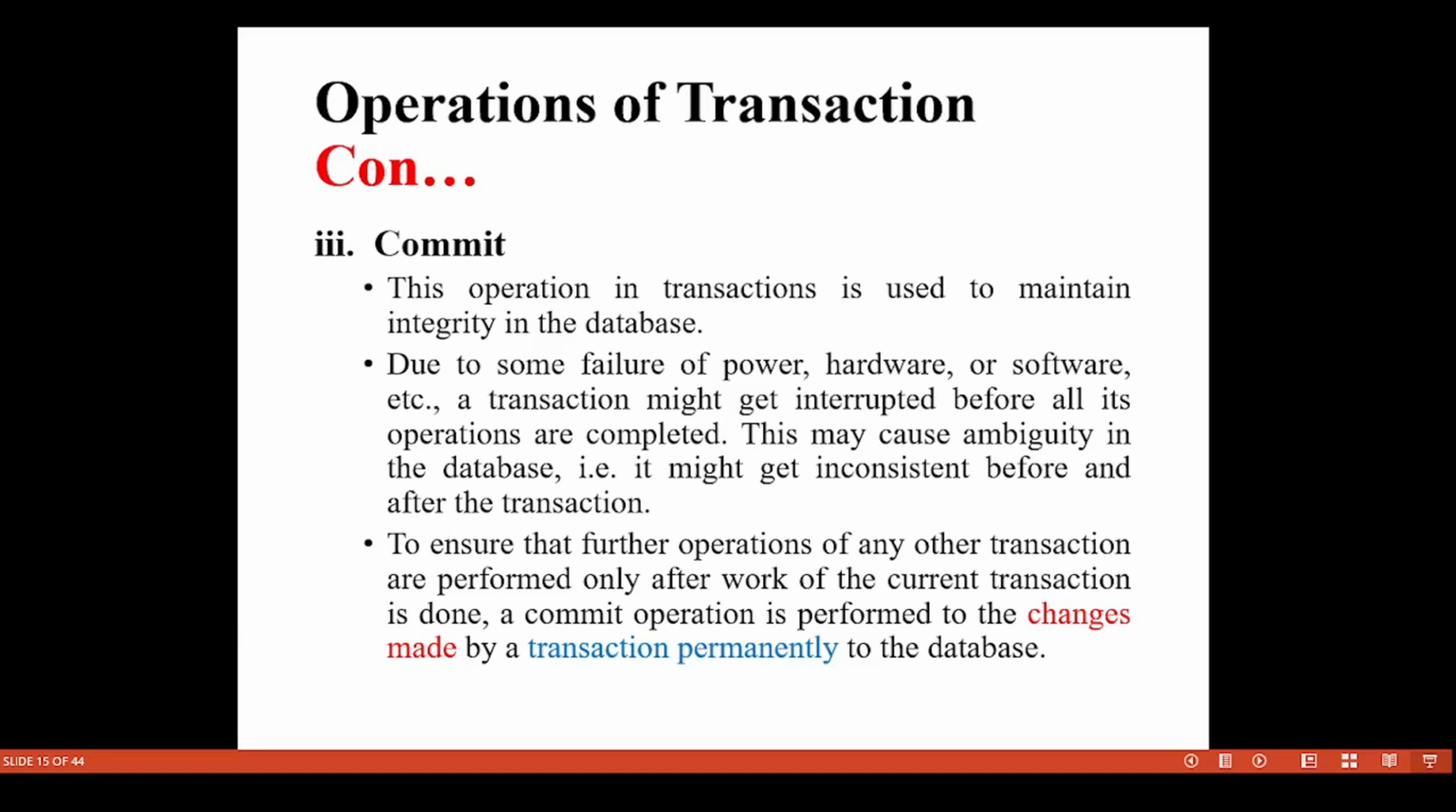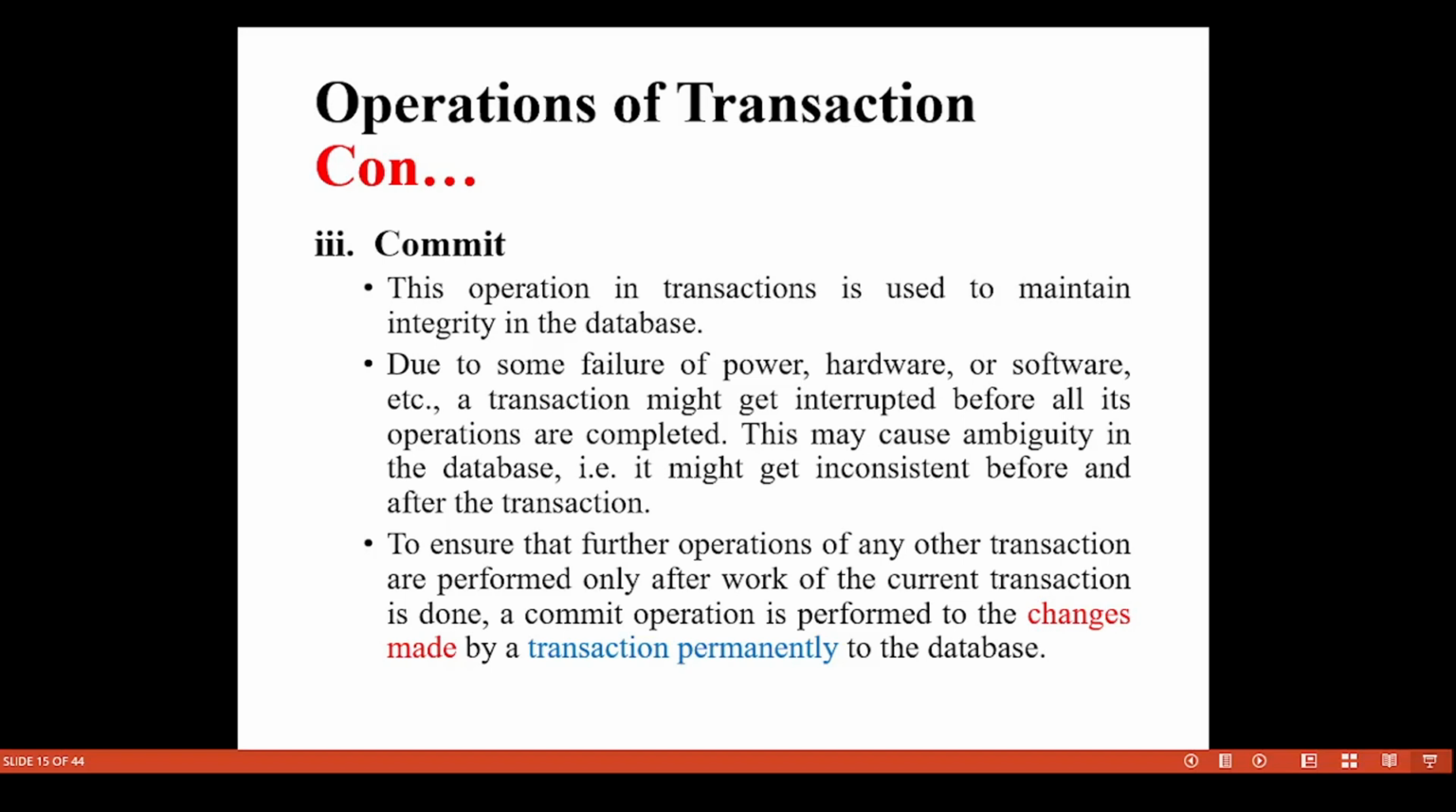Next, the commit property. These operations in a transaction are done to maintain integrity in a database, given failures such as power failure, hardware failure, or software failure. A transaction may get interrupted before all of the operations are completed. This may cause ambiguity in the database. It might get inconsistency before and after a transaction.